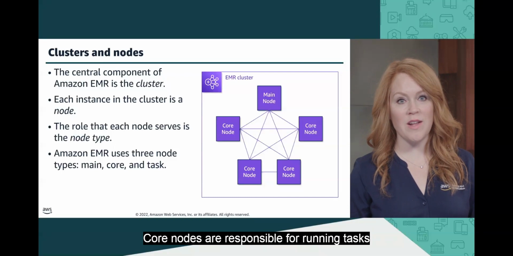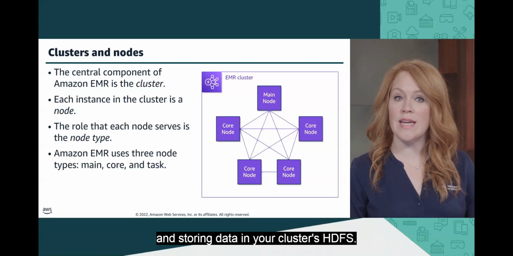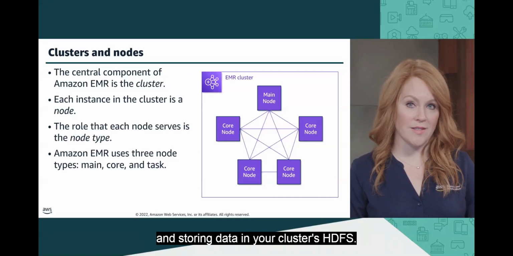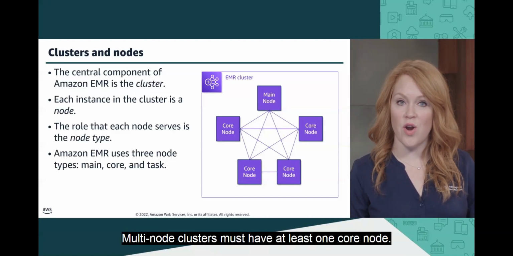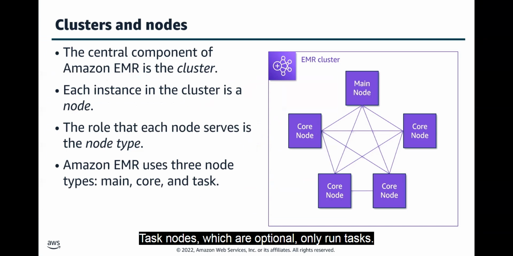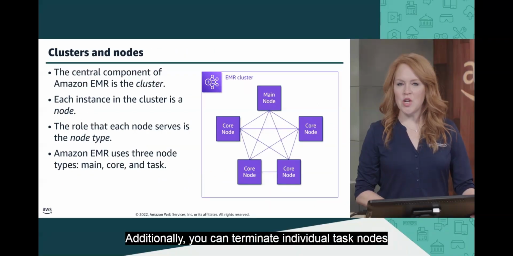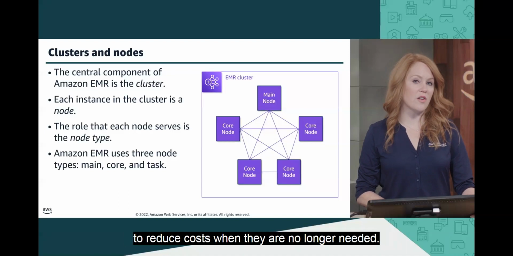Core nodes are responsible for running tasks and storing data in your cluster's HDFS. Multi-node clusters must have at least one core node. Task nodes, which are optional, only run tasks. Task nodes don't store data in HDFS, and you can add them at cluster launch or add them to an already running cluster to increase processing capacity. Additionally, you can terminate individual task nodes to reduce costs when they are no longer needed.